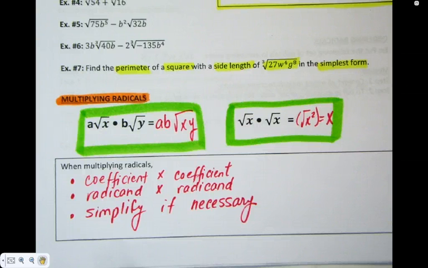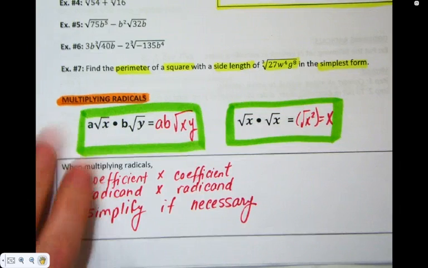So you do coefficients together, and then root of x times root of x would be x. So it would be whatever the coefficient is times x. Like an example we're about to do. Okay, let's look at some examples.